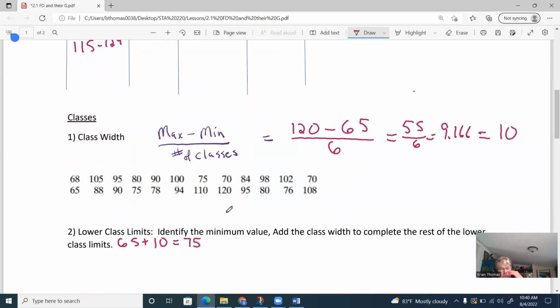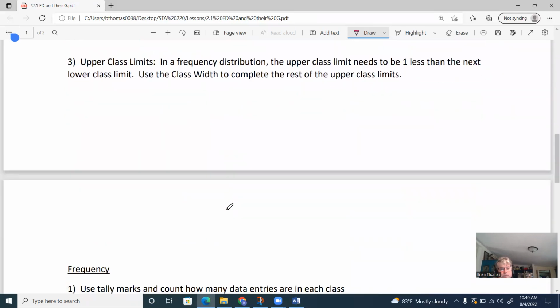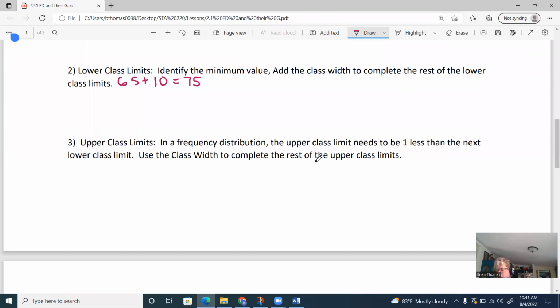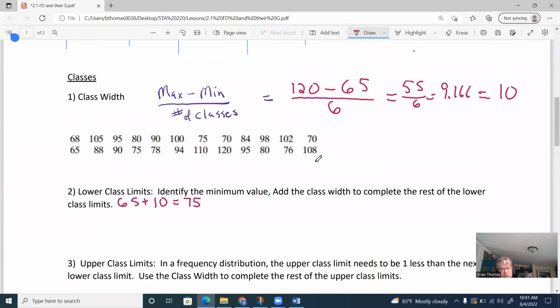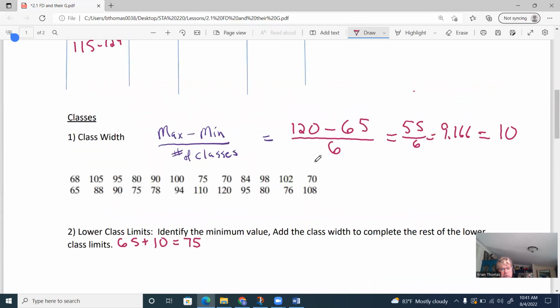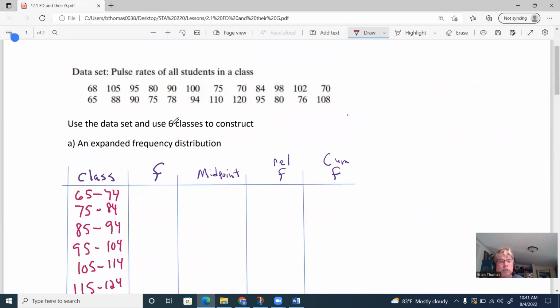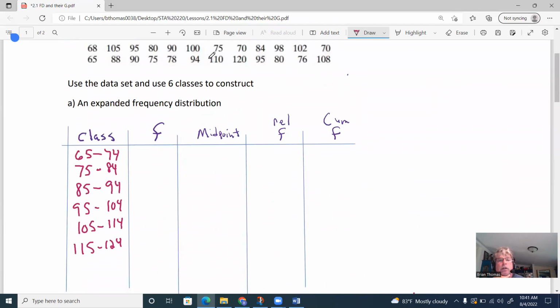The next thing we're required to do is find the frequency. The frequency is the hardest thing to do because there's so many pieces of data. So I'm going to use tally marks and count how many data entries are in each class. What I would do on paper is make sure your data is in pen, and then use a pencil for tally marks. I'm going to use technology here and see if I can make this work for me. So I'll scroll up here to this other piece, and I think I can make things work here.